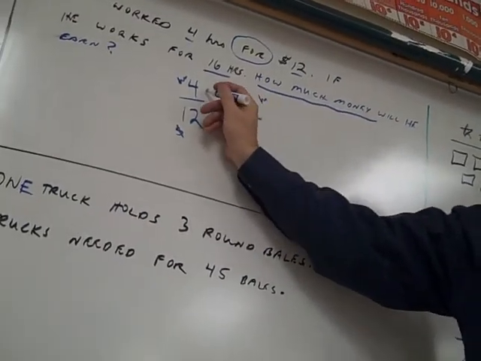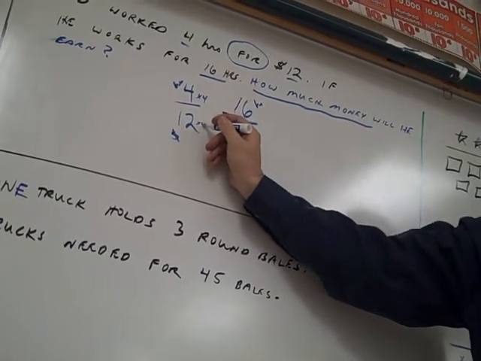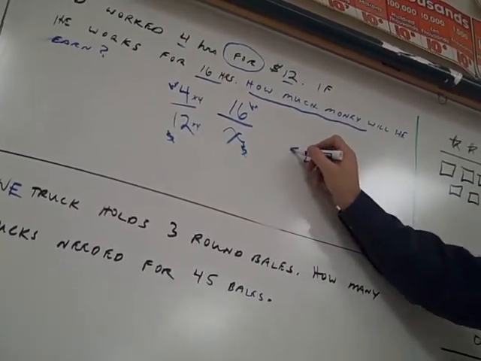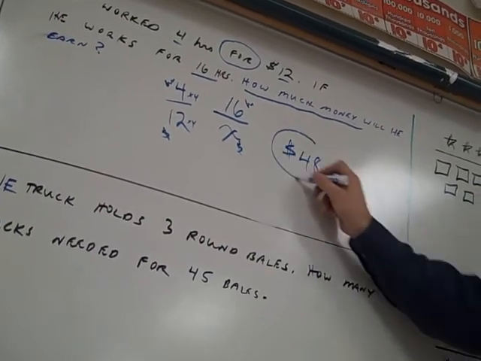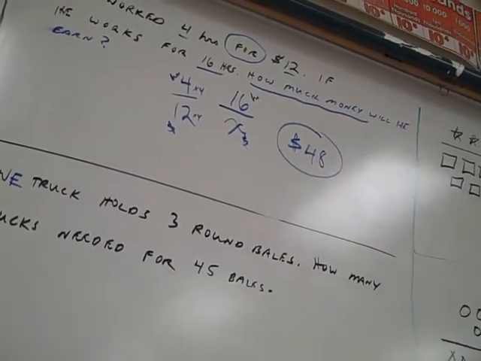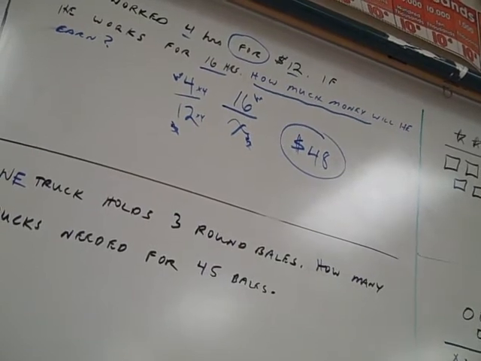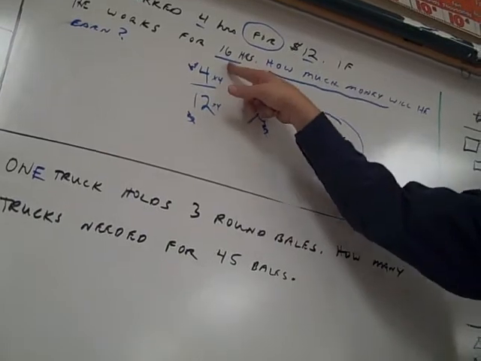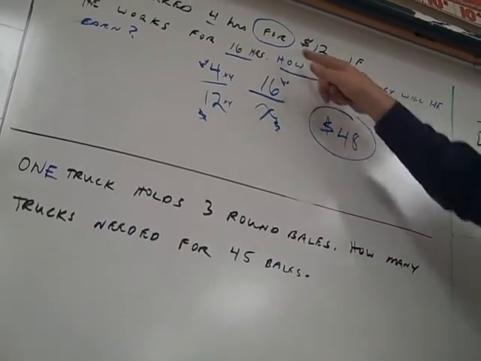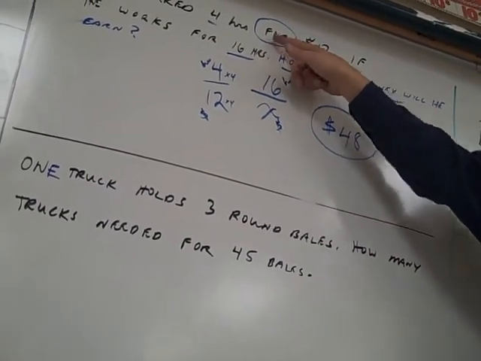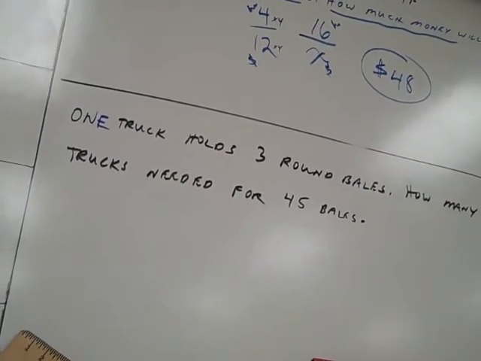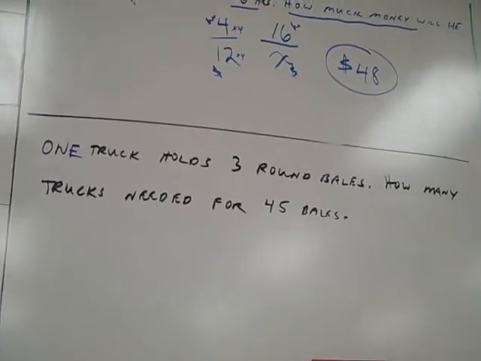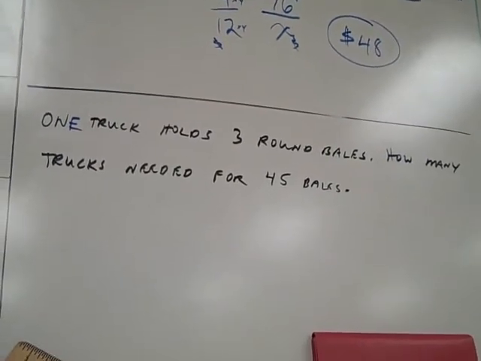4 times 4. Times 4. So do right here times 4. 48. So 48 what? Dollars. How much money will he earn for 16? $48. Do you see how 3 pieces of information, 1 missing, with a ratio word in there, makes us put together a proportion? Please tell me yes. You've got to be able to recognize that when you see a story problem.